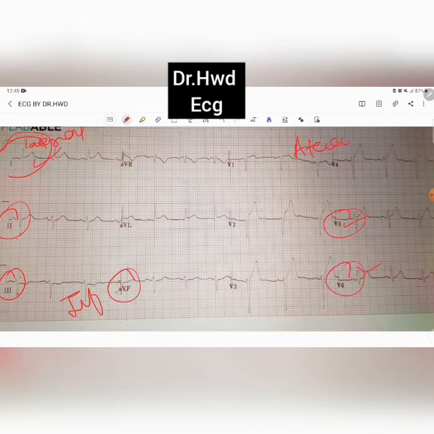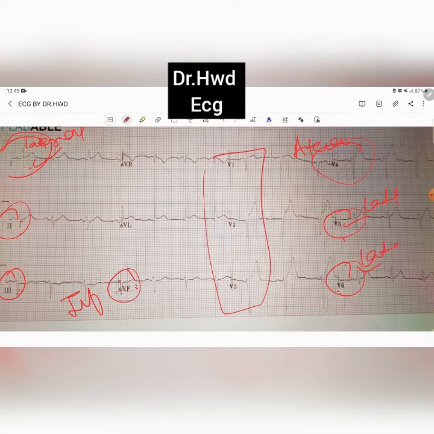Remember it like this: 1, 5, 6 lateral. 2, 3, AVF inferior. V1, V2, V3, V4 is going to be your anterior septal. Lateral is 1, 5, 6, which is again your lateral part of the heart.